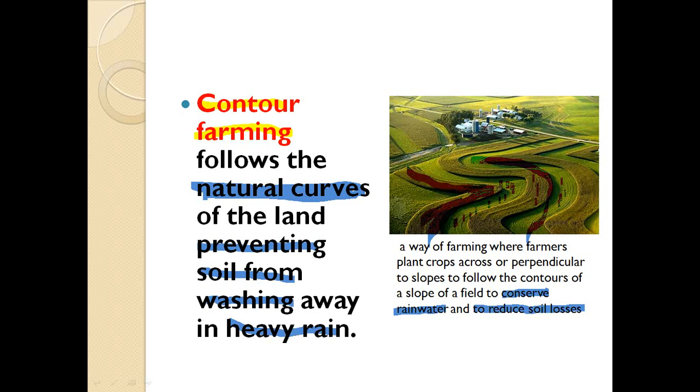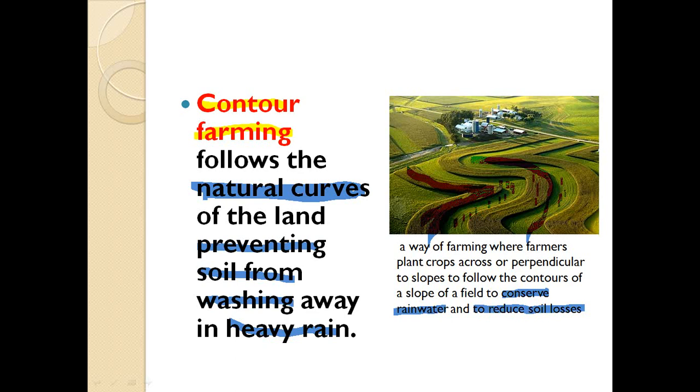We don't want the heavy rain to spoil the plants and crops. So again, from the beginning, contour farming.